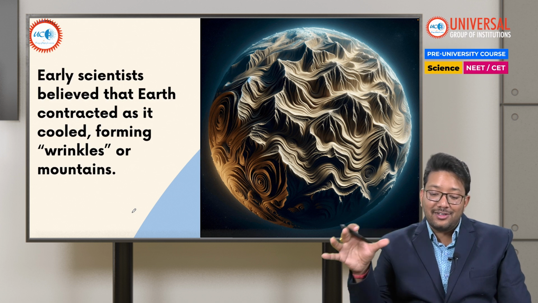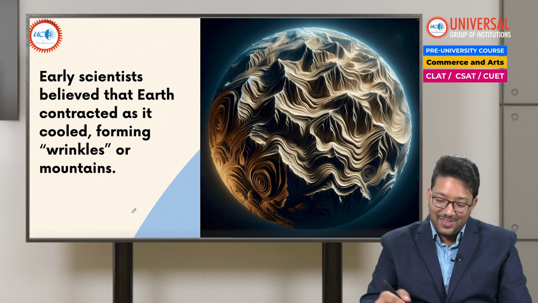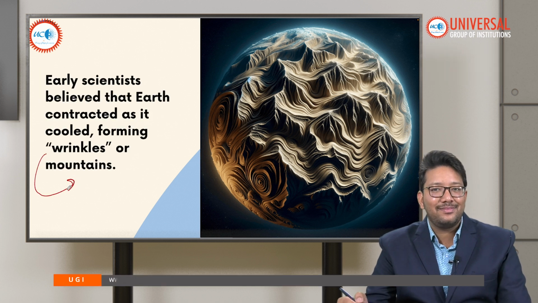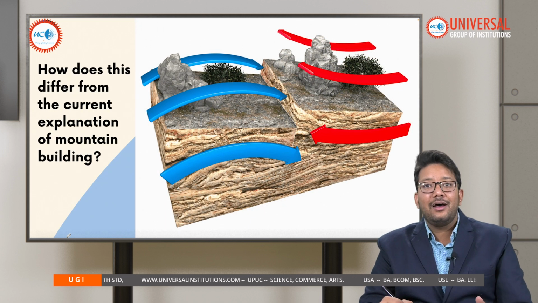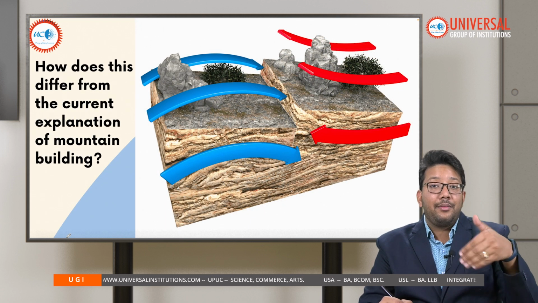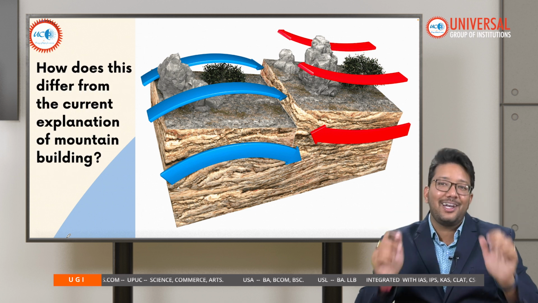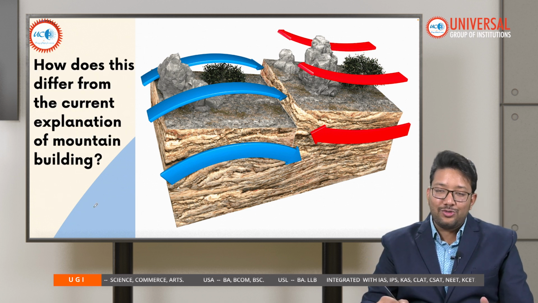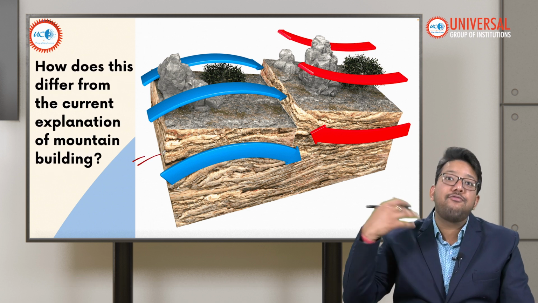So students, early scientists, when we were not having that much technology, used to believe that Earth contracted as it cooled, forming wrinkles, and those wrinkles became mountains. That was the early theory. Now the theory is that our Earth's mountains are formed due to plate tectonics, not wrinkle formations.